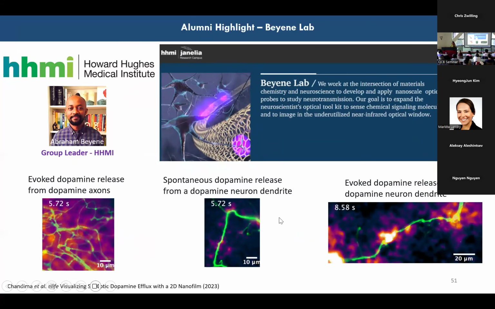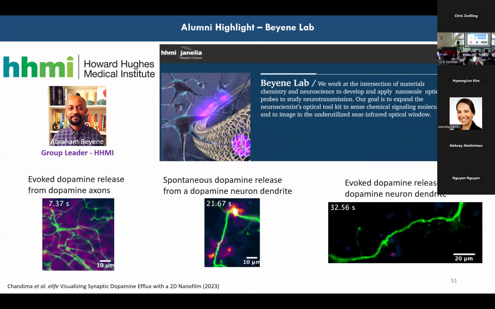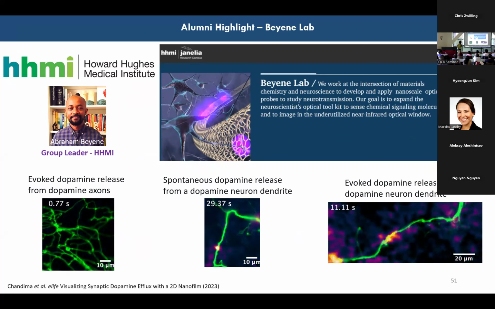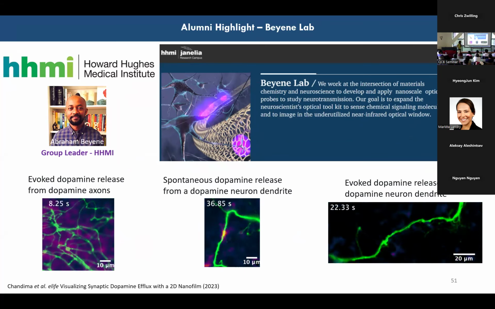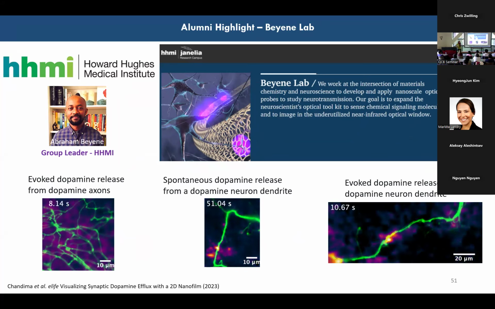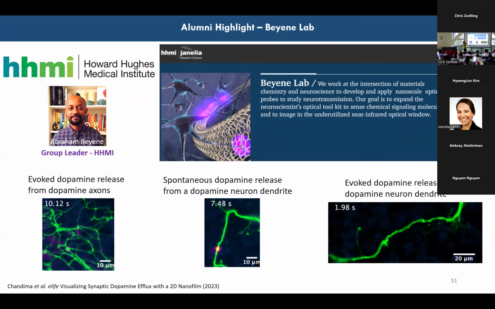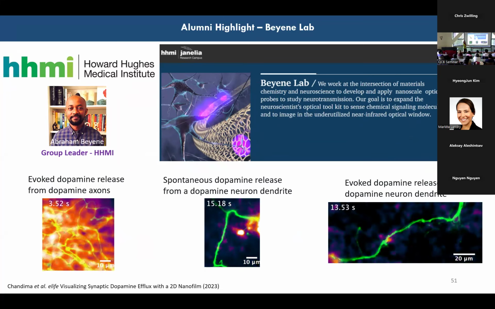So I'll close the talk, as promised, by highlighting some of the work being done in a few different alumni groups. The Bayene lab at Janelia has built these absolutely fantastic microscopes that are able to do the dream experiment of looking both at the morphology of cells in tandem with neurochemical release.